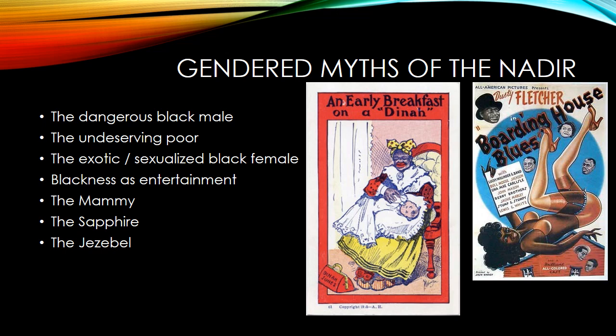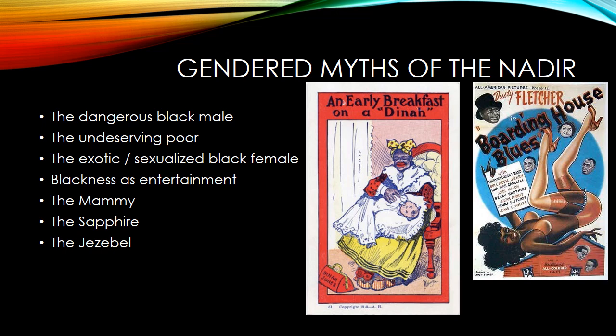And finally, we have the Jezebel. Jezebel is a character who seduces men, right? So the idea here is she is a woman who is a seductress. She is presented often as a sex worker or an entertainer. The poster here of Boarding House Blues is an example of this. There were a bunch of movies made at the time presenting black women in this way. Black women have often been involved in sex work, as have all women, but have been presented in particular ways as sex workers.